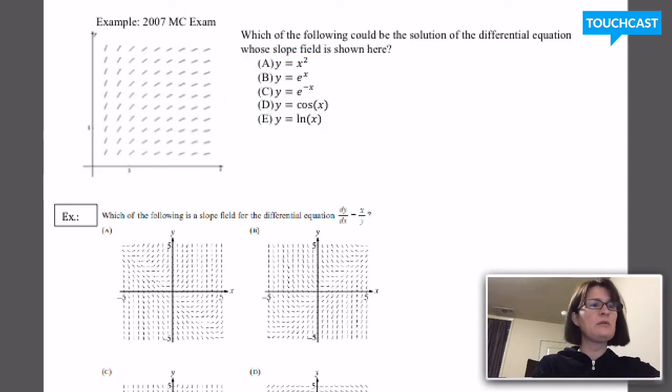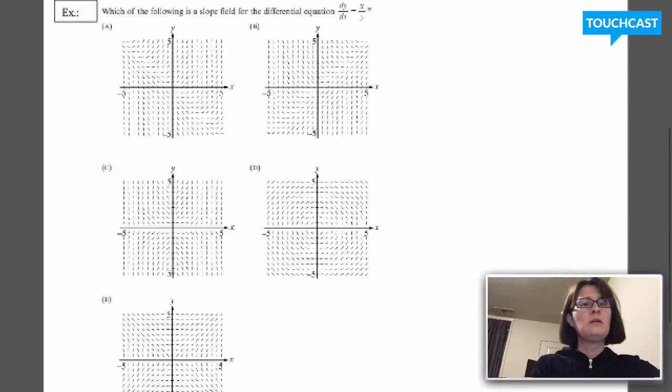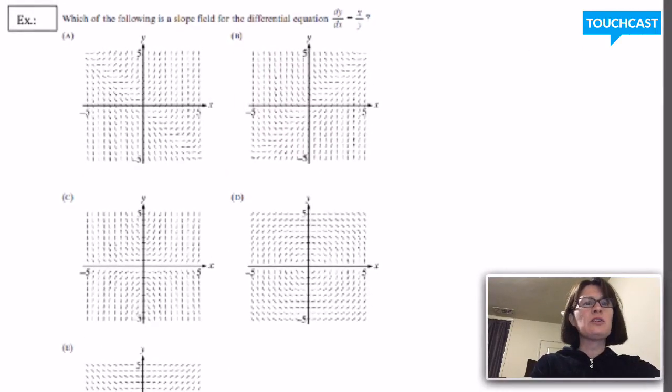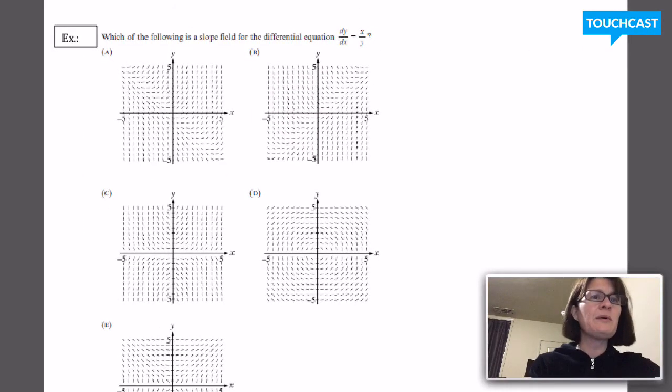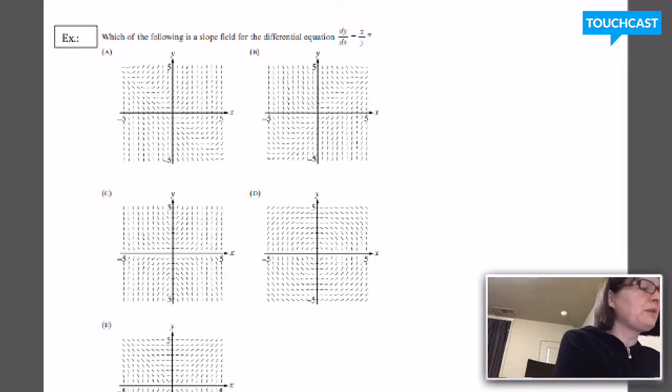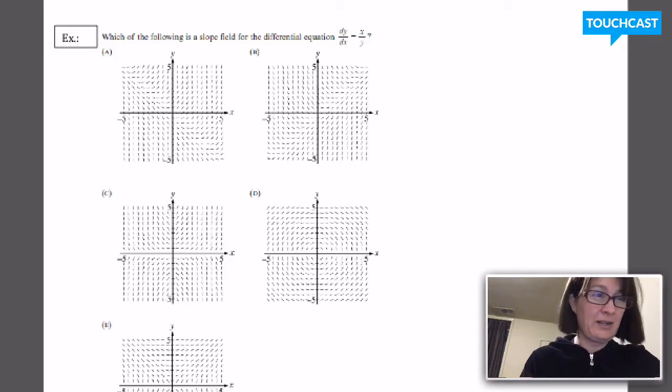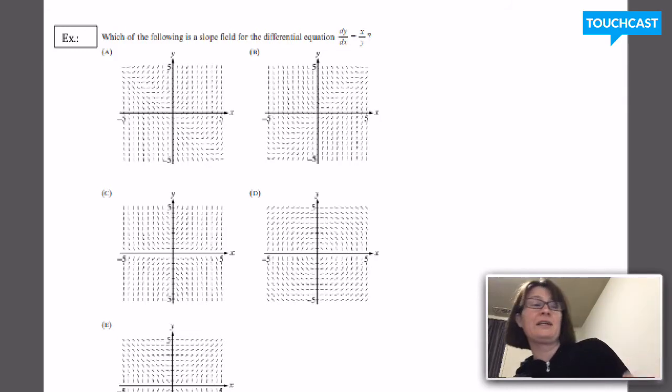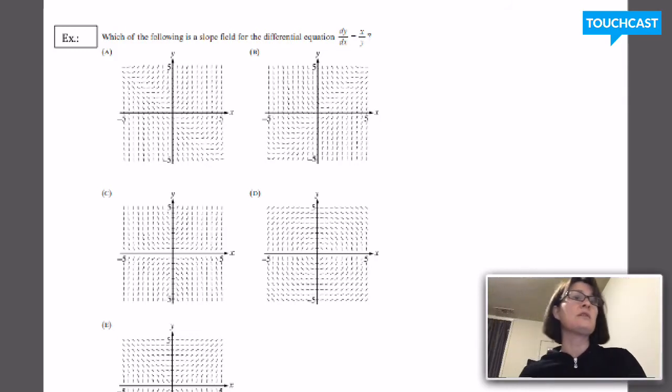And then one last example. Which of the following is a slope field for the differential equation dy/dx equals, pretty sure that says x over y. Let me check my copy. That says x over y. The equal sign kind of got smushed together, so it might look like a negative, but that says dy/dx equals x over y.